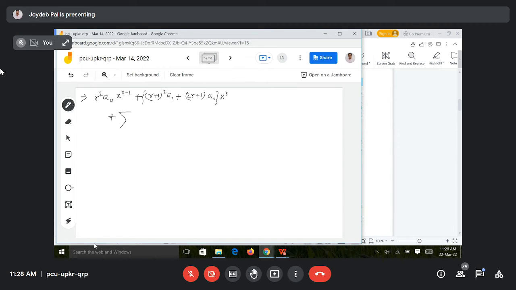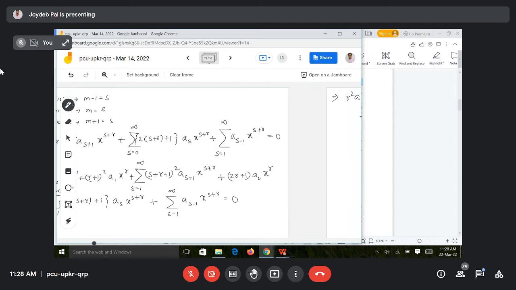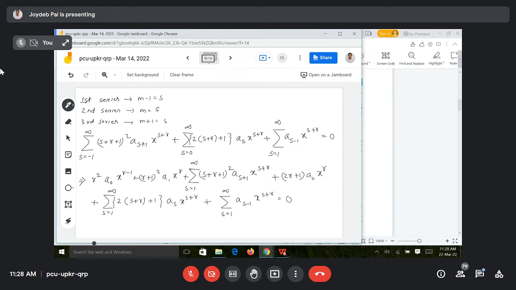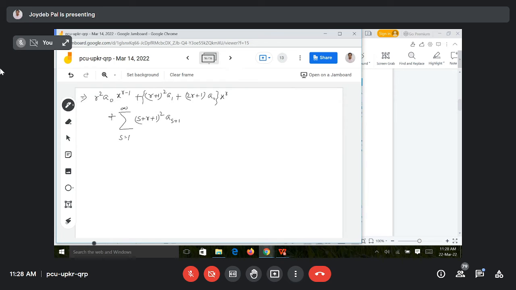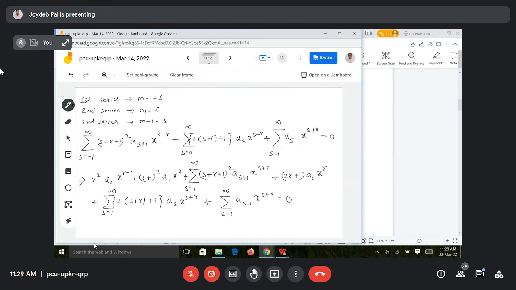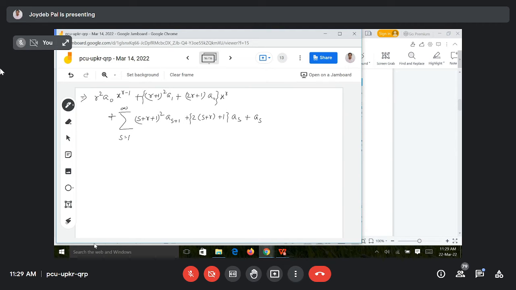plus summation s 1 to infinity, s plus r plus 1 whole square a s plus 1, next 2 into s plus r plus 1 a s, and lastly a s minus 1, x to the power s plus r is equal to 0.